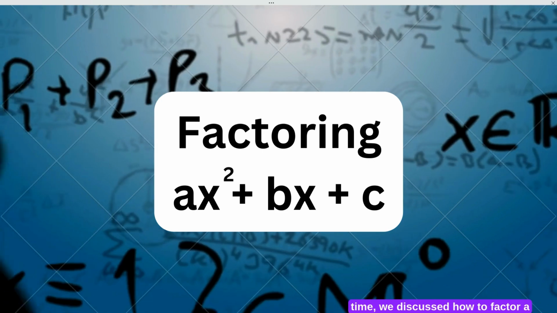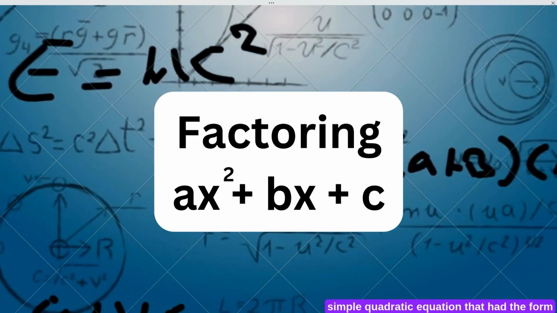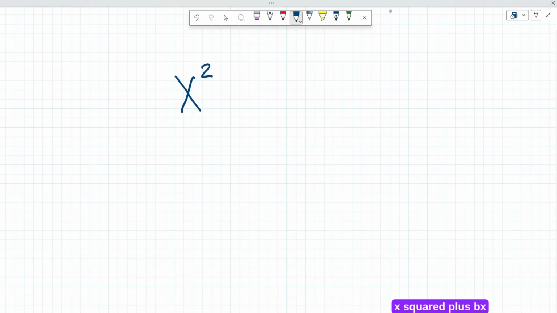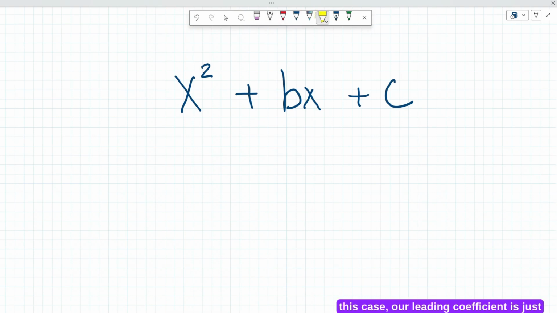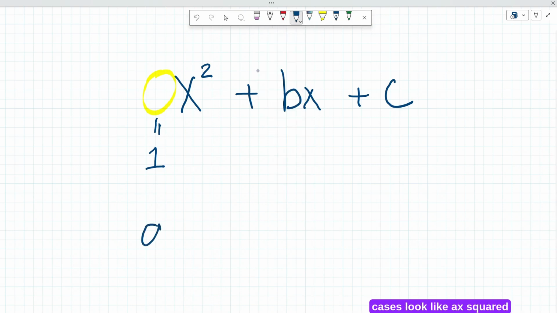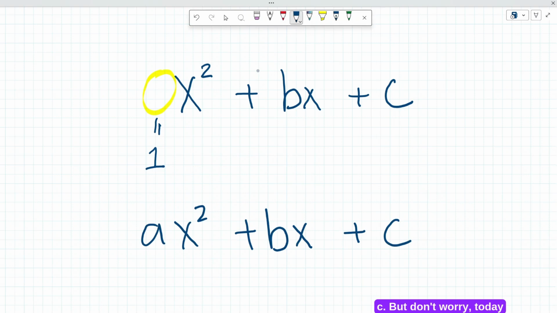Last time we discussed how to factor a simple quadratic equation that had the form x squared plus bx plus c. In this case, our leading coefficient just equaled 1. That allowed us to do a more simple approach. Today, however, we're going to look at those pesky cases where our leading coefficient is not 1 and instead it's another number. These cases look like ax squared plus bx plus c.